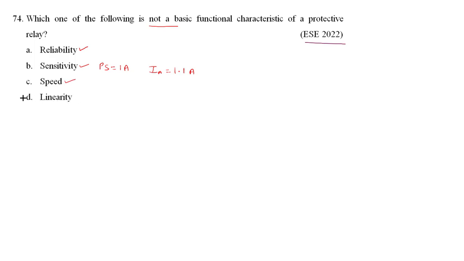Linearity is not a necessary functional characteristic of a relay. So linearity is not the correct characteristic, and the correct answer here will be option D. Apart from this, another characteristic of a relay is selectivity. What do we mean by selectivity of a relay? The relay should operate only if a fault takes place within its zone. If a fault takes place outside the zone, the relay should not operate. That is the meaning of selectivity.